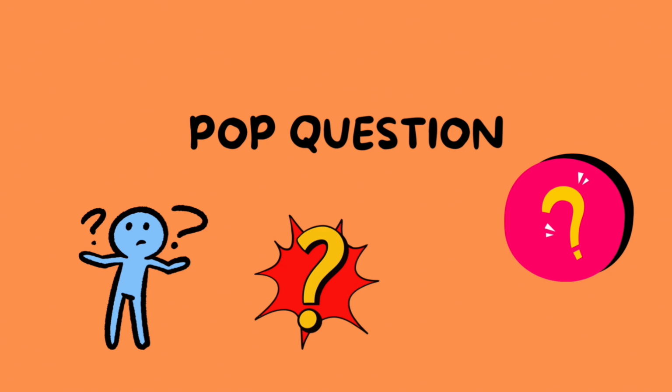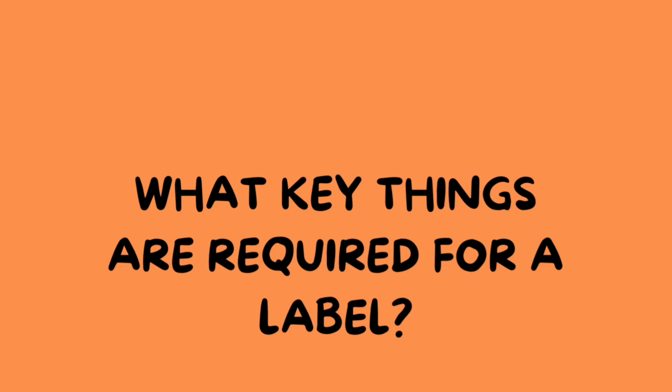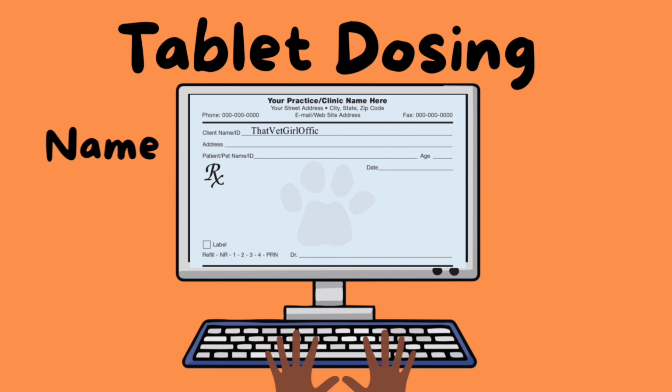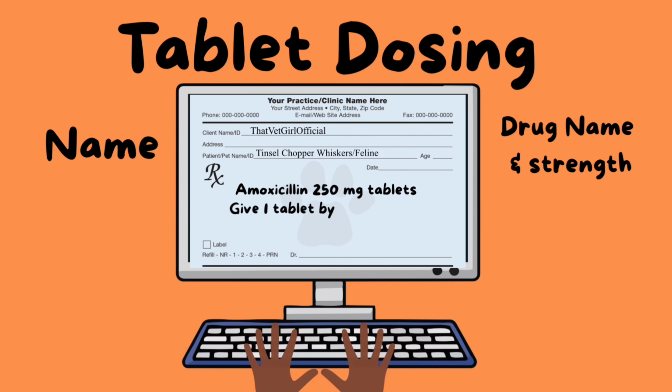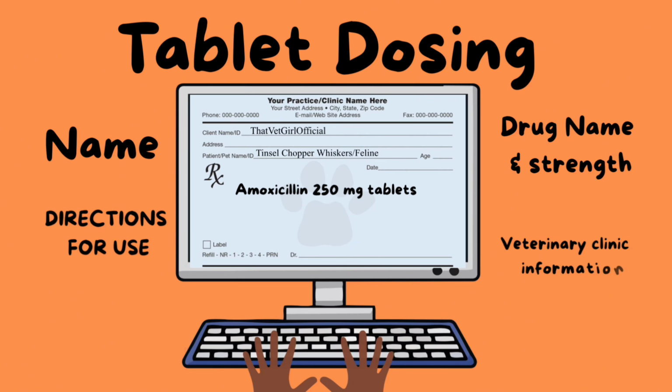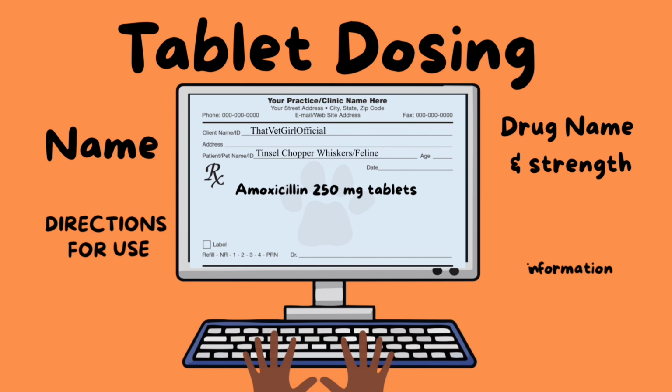It wouldn't be a VTNE crash course if I didn't add a pop question. So here we go. I'll give you a second or three to figure this out. Okay, so the main things are the name, the drug name and strength, directions for use, and the veterinary clinic information. Basically enough information so the owner doesn't accidentally give Fluffy the entire bottle at once.